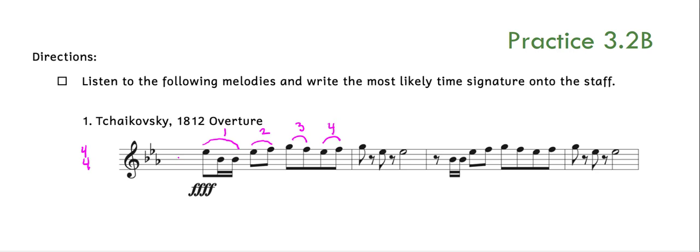Tchaikovsky chose to write common time. Now, if you did do 2/2 or cut time, those would be acceptable as well because the tempo is pretty fast for this one. Tempo refers to the speed, so the speed is pretty fast for this one.